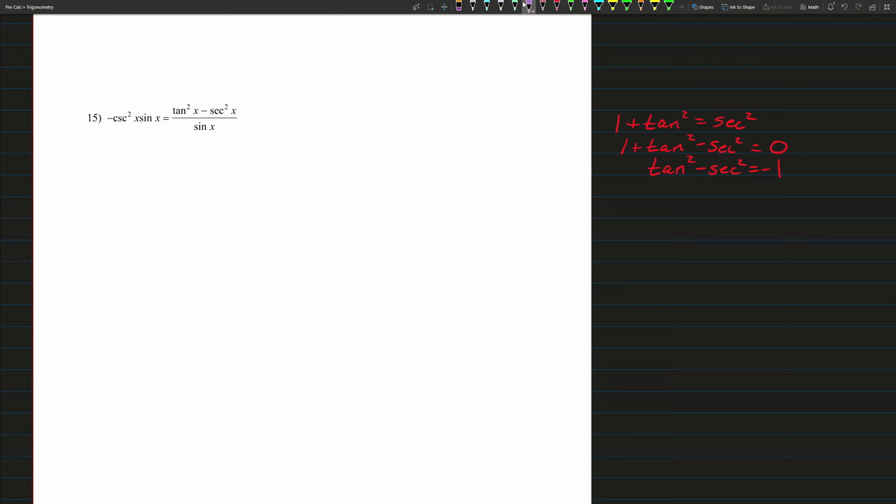On the left-hand side, we get 1 over sine squared times sine. One of these cancels one of these, so we're left with negative 1 over sine, which is exactly what we got on the right-hand side. So this numerator is equal to negative 1, and then we have sine in the denominator. These two things are equal, so we're done.